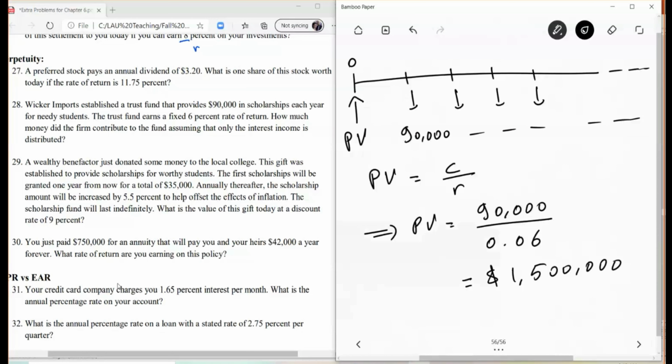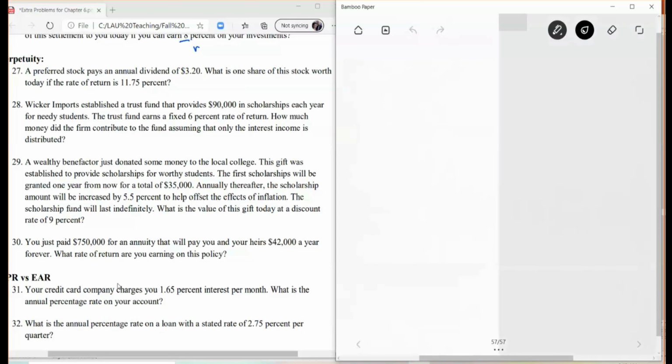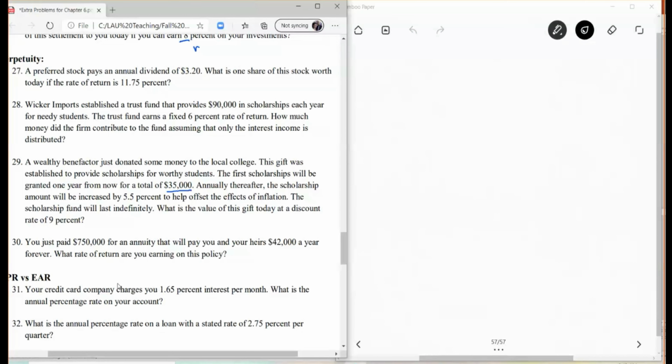Number 29. A wealthy benefactor just donated some money to the local college. This gift was established to provide scholarships for worthy students. The first scholarships will be granted 1 year from now for a total of $35,000. So this is the first payment C.